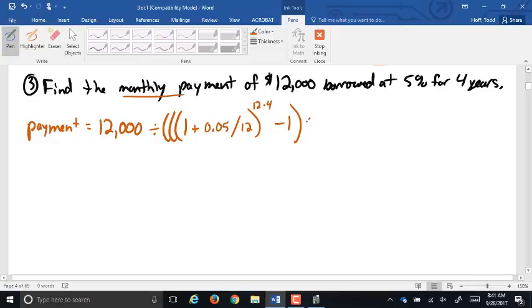1, close parentheses, divided by, open parentheses, 0.05 divided by 12, times, open parentheses, 1 plus 0.05 divided by 12, close parentheses, power of 12 times 4 again, close and close. That happy little formula.